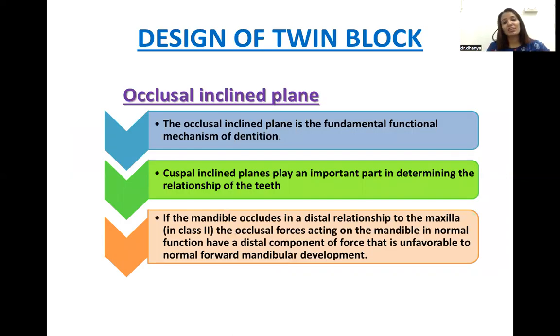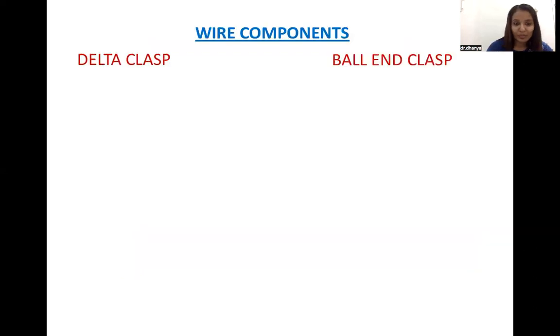Now moving on to the design of the twin block, how we can design the twin block. Occlusal inclined planes are there. The occlusal inclined plane is the fundamental functional mechanism of dentition. Cuspal inclined planes play an important role in determining the relationship of the teeth, and if the mandible occludes in a distal relationship to the maxilla, that is in cases of class 2, the occlusal forces acting on the mandible in normal function have a distal component force that is unfavorable to normal forward mandibular development.